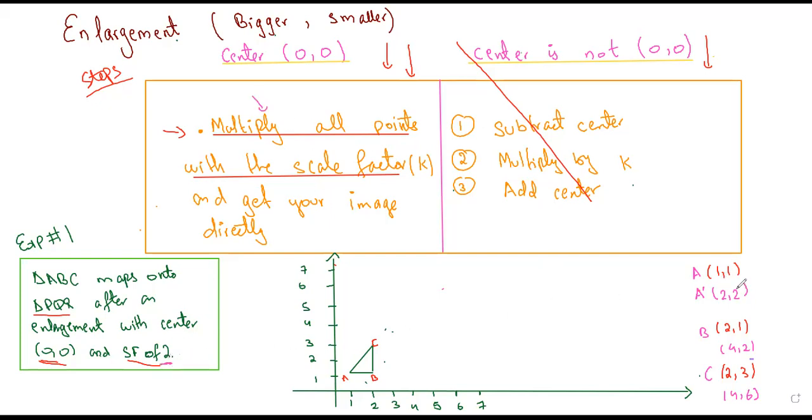So 1, 1 when multiplied with 2 would give me 2, 2. 2, 1 when multiplied with 2 would give me 4, 2. And 2, 3 when multiplied with 2 would give me 4, 6. Now I'm going to plot these points.